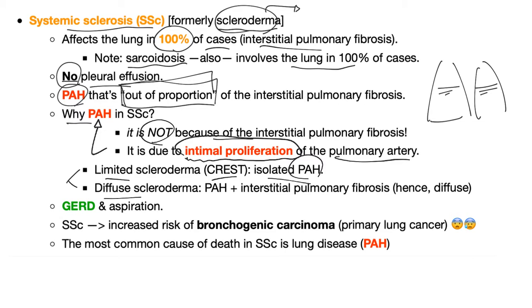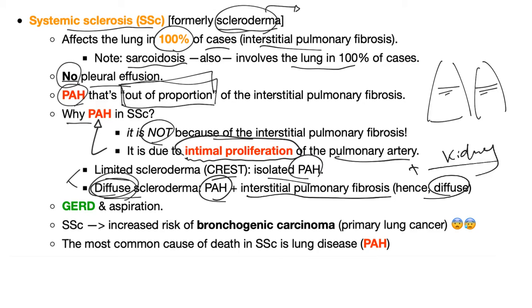But in diffuse, it's called diffuse, so it involves many organs. You'll have pulmonary arterial hypertension plus interstitial pulmonary fibrosis, that's why we call it diffuse, plus other symptoms in other organs, including the kidney. Big time. And if you have a patient with systemic sclerosis and kidney problems, give them ACE inhibitors. These drugs work like magic for these patients. I don't know why, but they do.